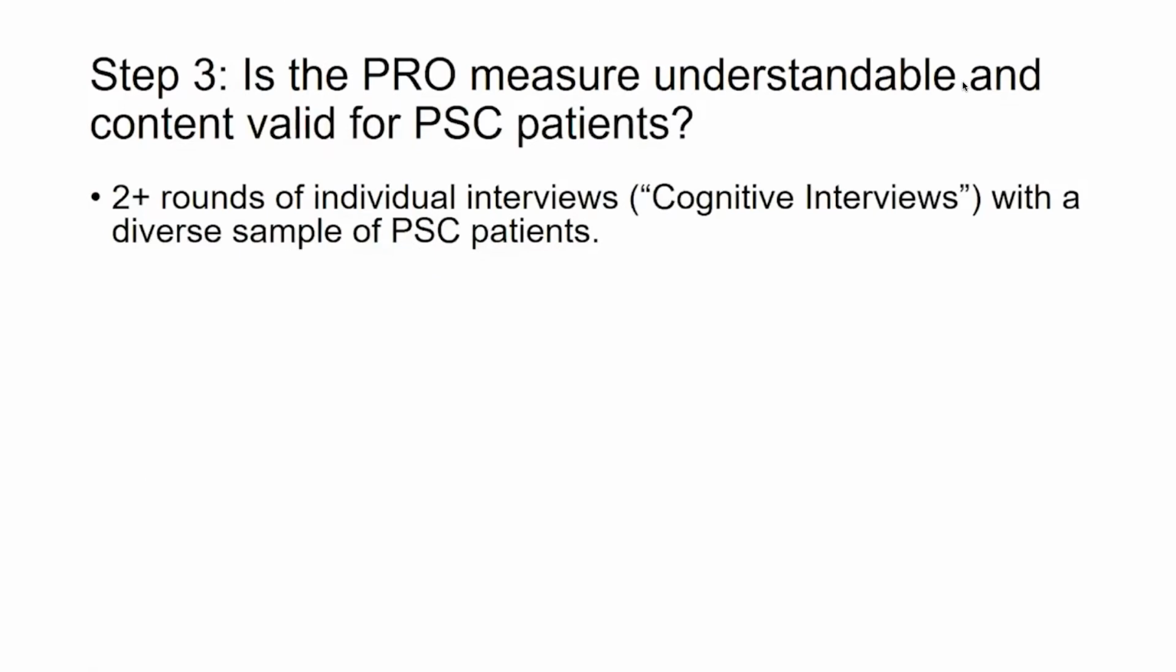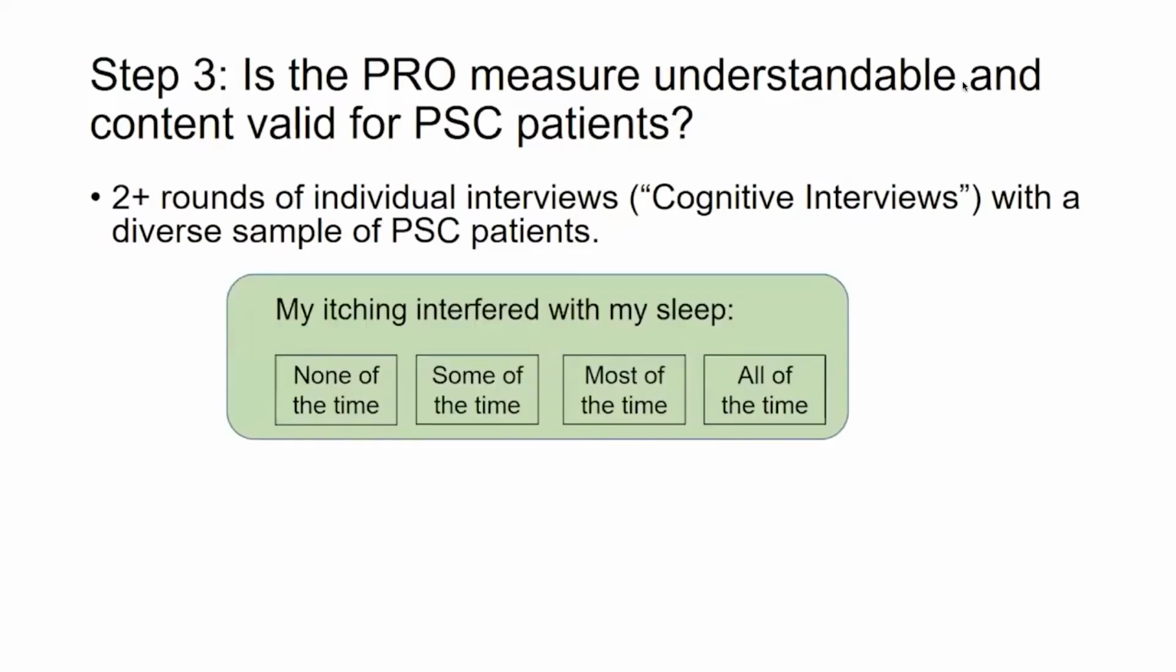Once we identify which measures we'll be working with for PSC, the third step is, to what extent do we feel like these measures are both understandable to PSC patients and content valid? And again, this is a very qualitative approach using individual interviews with a diverse sample of PSC patients. During this process, remember, now we have the PRO measure, and let's pretend like we're using Bryce's new itch scale or measure. We might show you a question from Bryce's measure, like, my itching interfered with my sleep: none of the time, some of the time, most of the time, or all the time.